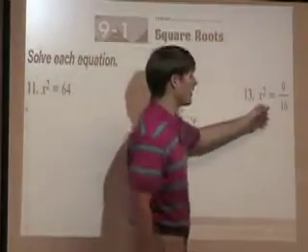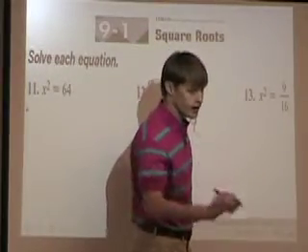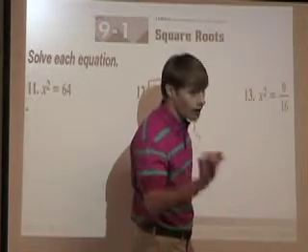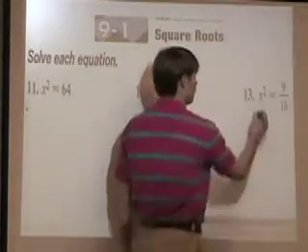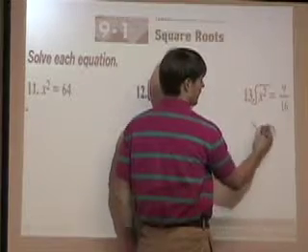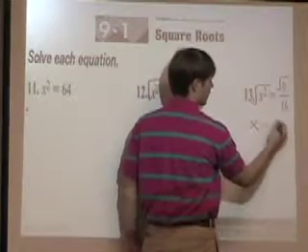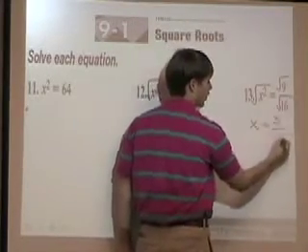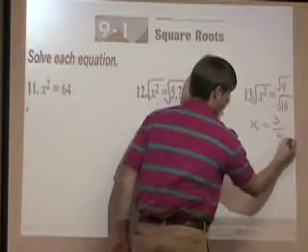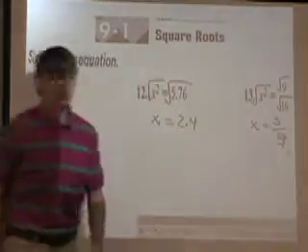What about here? What do I do? Take the square root of both sides. So you take the square root of x squared, you get x. Take the square root of 9, it's 3. Take the square root of 16, it's 4. So x equals 3 over 4.